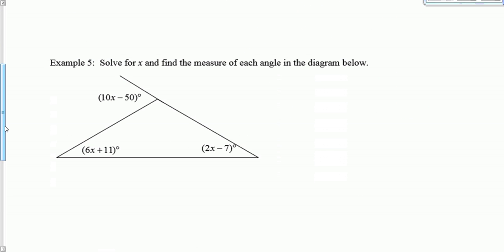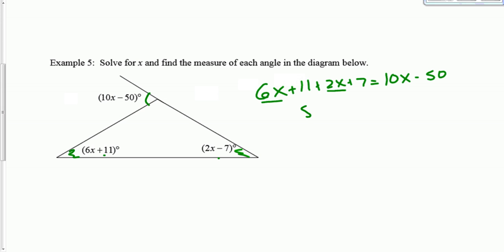All right, so same thing. Let's do this, but using variables. All right, this outside angle adds up to these two right in here. So we'll set up our equation. These two are equal to the outside one. So I have 6x plus 11 plus 2x plus 7 equals 10x minus 50. Okay, do your math. 6x plus 2x, 11 plus 7 is equal to 10x minus 50.